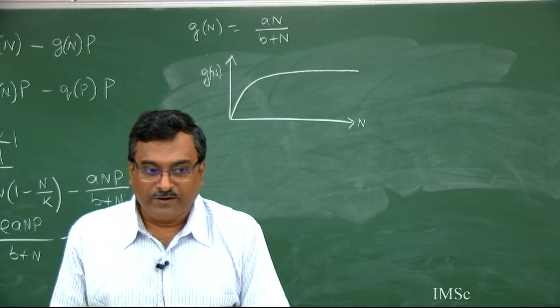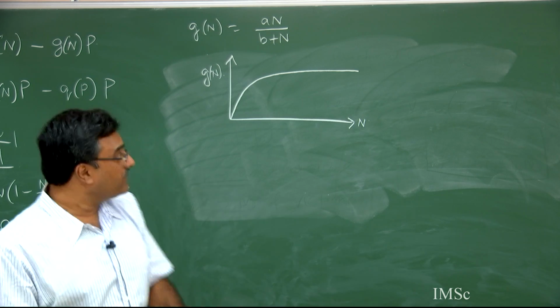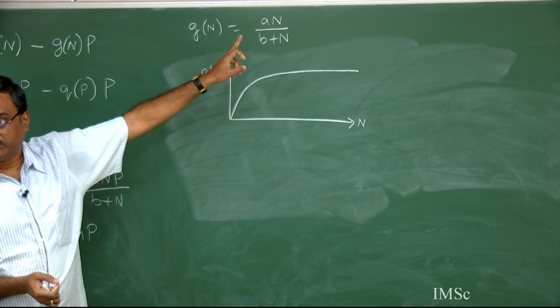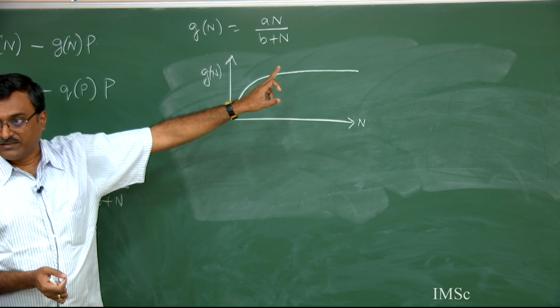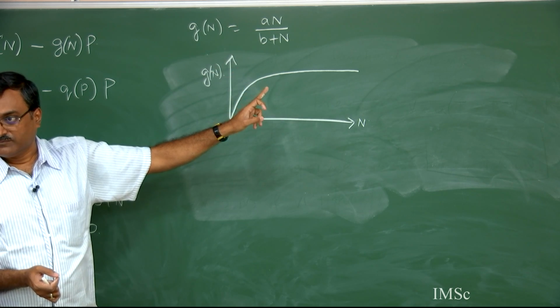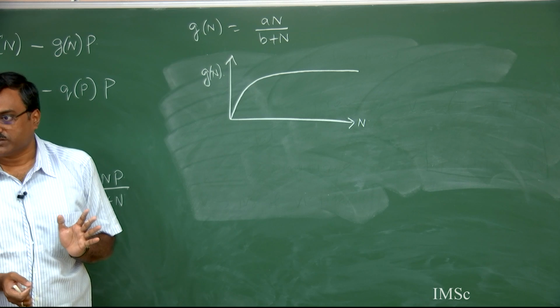In some literature you can find that they have mentioned that this B is the half saturation constant. Why? Because the saturation level is A, right. So if you substitute n equal to B, this becomes A by 2, so exactly half of the saturation level, so that is why B is called the half saturation constant.